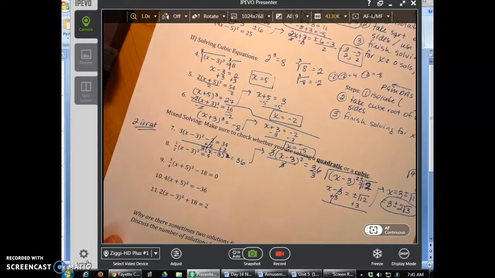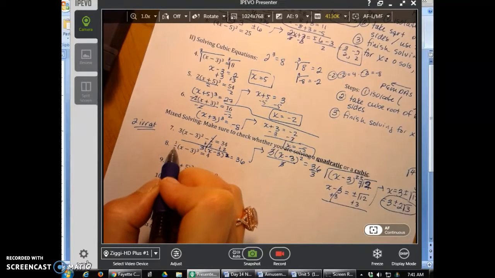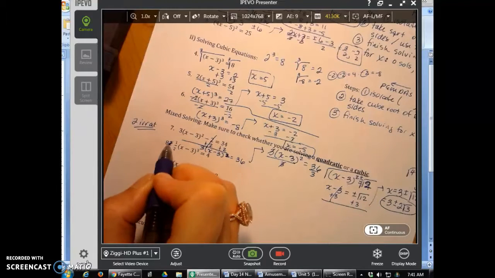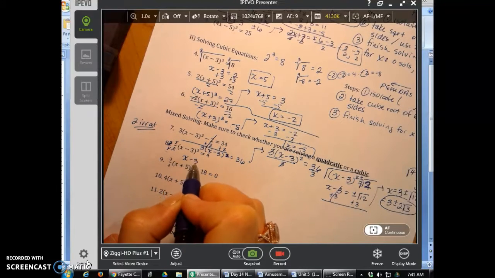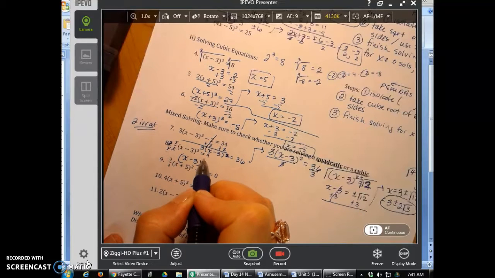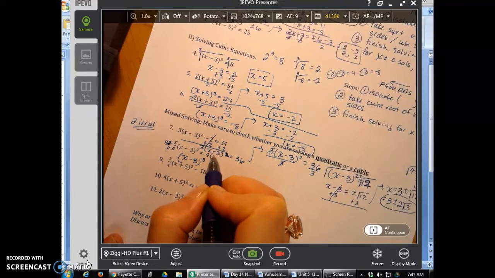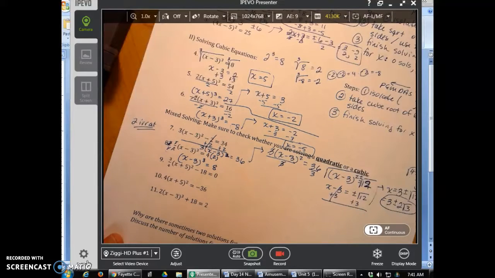Okay, let's look at the next one. It is a cube. So I need to isolate x minus 3 all cubed. I'm going to do that by multiplying both sides by the reciprocal here. So multiply by 2 over 1. So it cancels down to a 1. So then I have x minus 3 all cubed. And then, of course, I have to do the same thing on the right side. And I get an 8 on the right side.